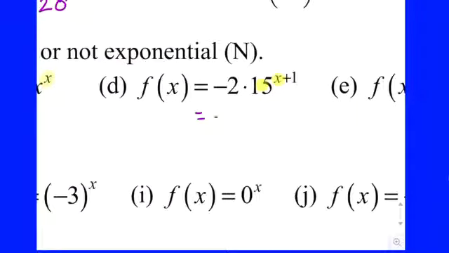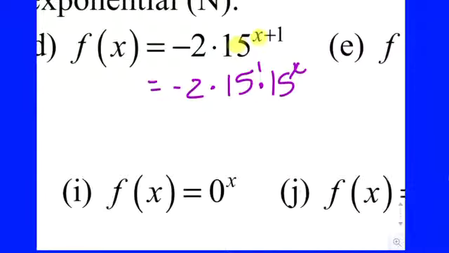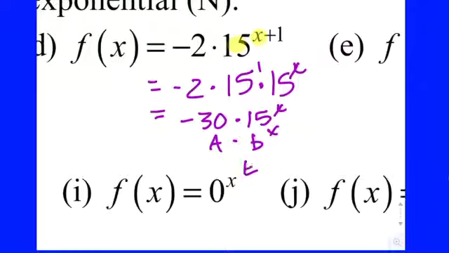We know how to manipulate exponents. That's negative 2 times 15 to the x plus first power, which is the same as 15 to the first times 15 to the x power. Verify. Go the other way. When you're multiplying and the bases are the same, you don't multiply the exponents, you add them. Good. x plus 1. And so now, negative 2 times 15 is negative 30 times 15 to the x. So these are equivalent functions, and now we have it written as A times B to the x, so it is exponential. Now that negative is going to reflect it across the x-axis.